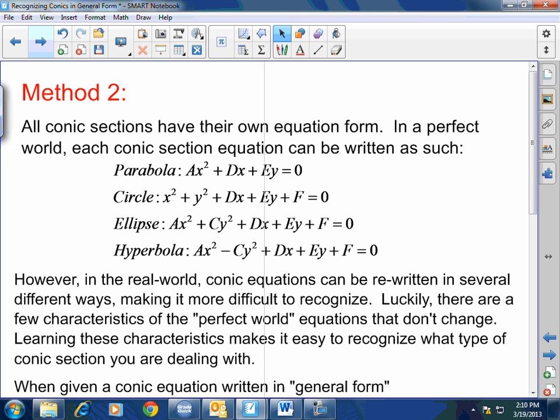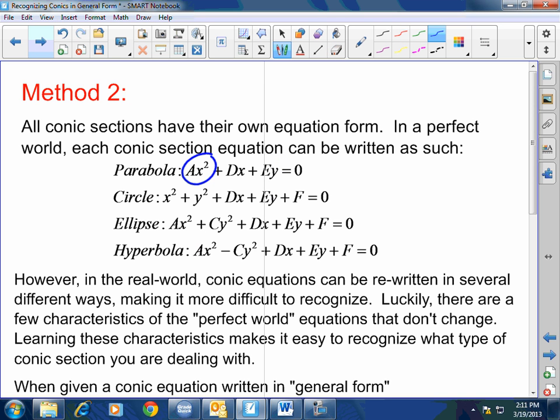And I don't know why I put method 2 there when there's nothing here, because method 2 is here. All right. All conic sections have their own equation form. In a perfect world, such conic section equations can be written as such. Let me give you some things to notice, and then you're going to see when I teach you the second one, you're going to say, oh my God, this is so much easier. In a parabola, you're either going to have an x squared or a y squared. Remember that.